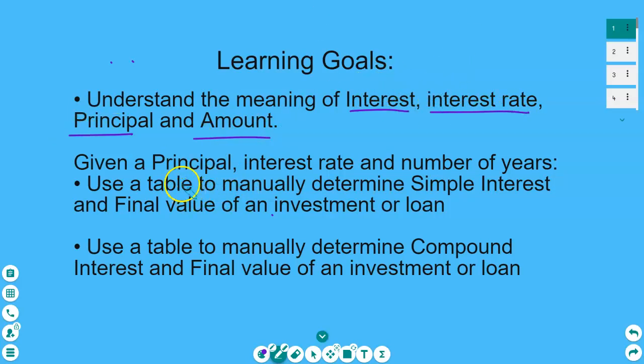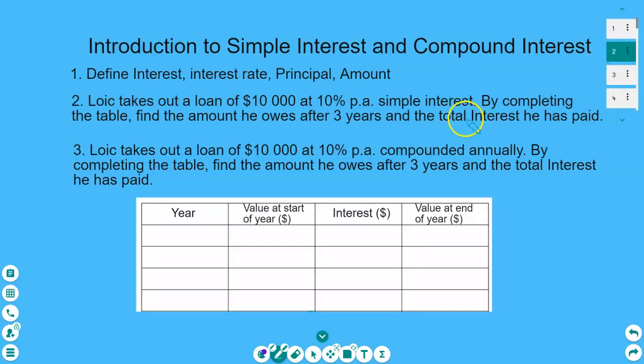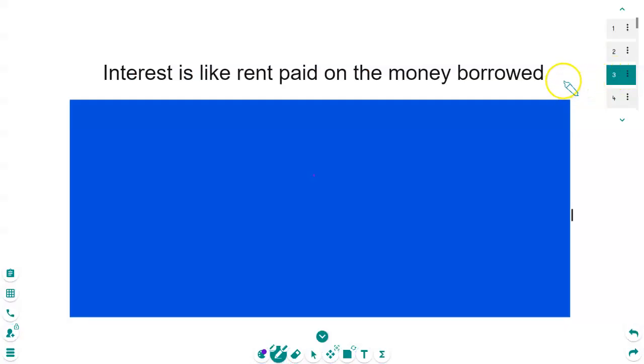Okay. And given a principal, interest rate, and number of years, we're going to use a table to manually determine the simple interest and final value of an investment or loan, as well as doing the same thing for compound interest. Okay. And so we'll be able to solve problems like this. So Loic takes out a loan of $10,000 at 10% per year simple interest. By completing this table, find the amount that he owes after 3 years and the total interest he has paid. So that's what we're working towards, and we're going to do the same for compound interest, like I said.